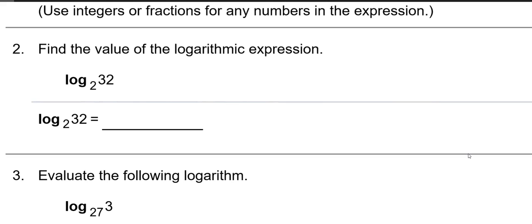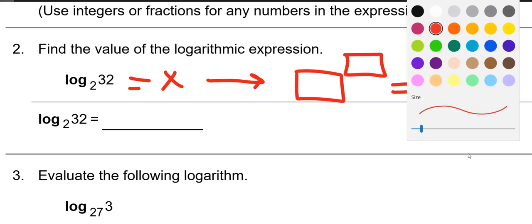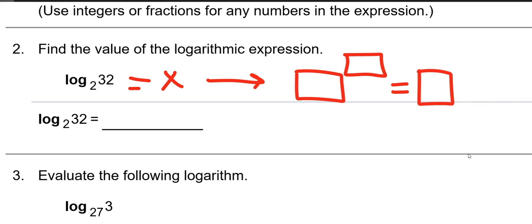Okay, now, there's two ways to handle this. It equals x. Sorry, it's a bad looking equal sign. Now, we can change it to its exponential form. That's one way to handle it. What's the base? 2. What's the exponent? X. What's it equal to? 32.